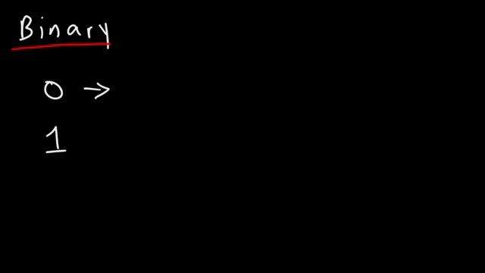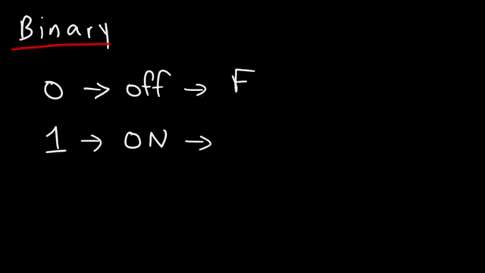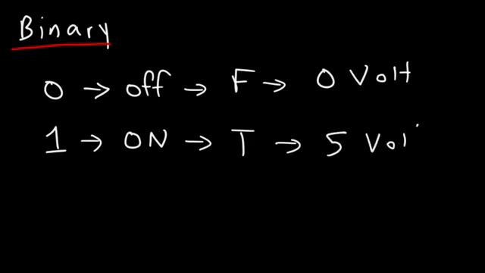Now, when dealing with circuits, 0 corresponds to a circuit being in the off state. 1 corresponds to a circuit being in the on state. So if you're dealing with true and false statements, an off state will be considered false, and an on state would be considered true. If you're dealing with voltage, an off state would have 0 volts, and an on state, typically 5 volts, but something other than 0.